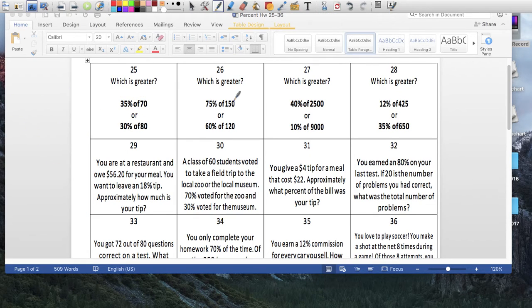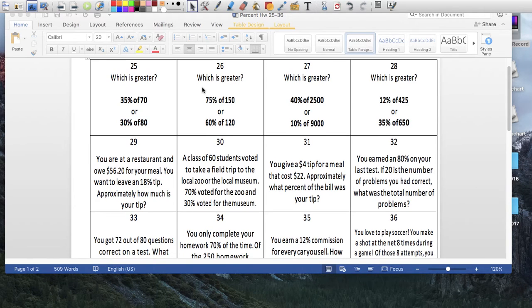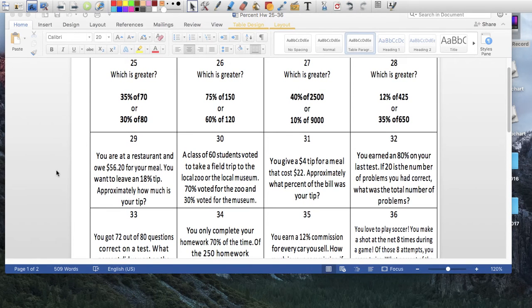So let's skip to 29. You're at a restaurant and you owe $56 for your meal, so let me set this up. You want to leave an 18% tip. Approximately, how much is your tip? So approximate. So you want to leave 18%. That goes here. Your total meal was 56.20. And here on the top is going to be what you want to give as a tip.